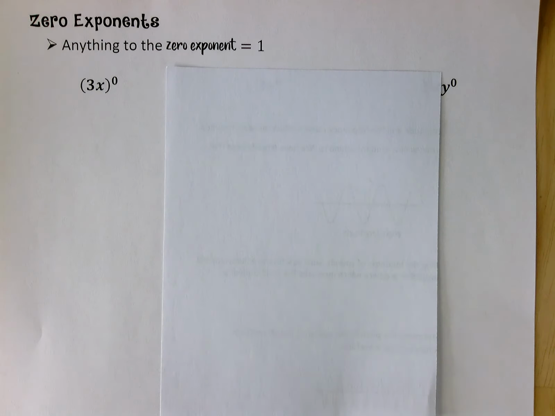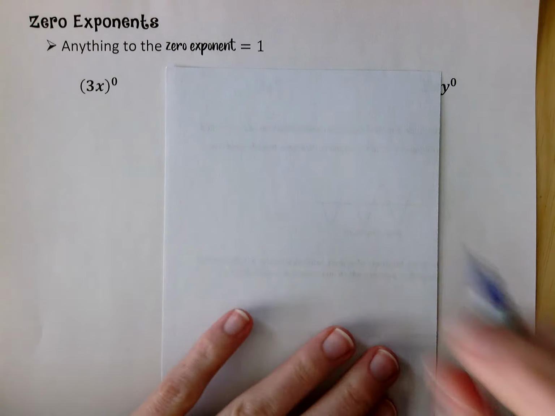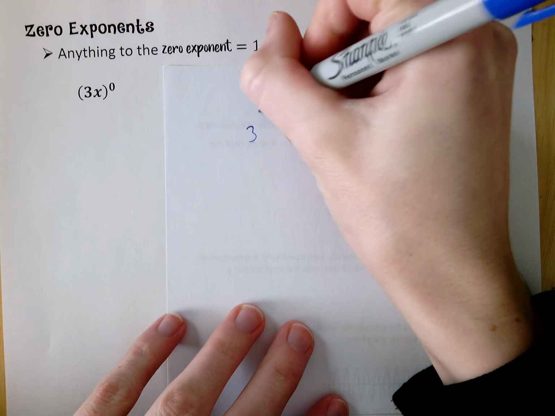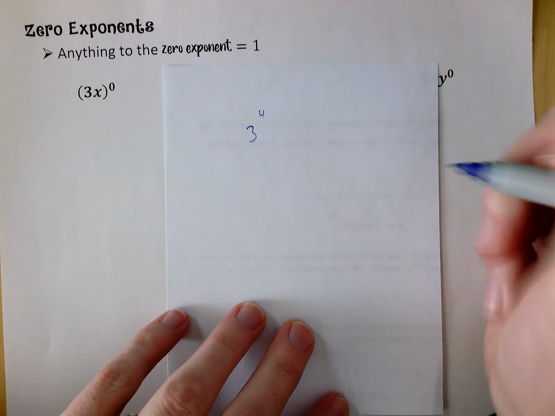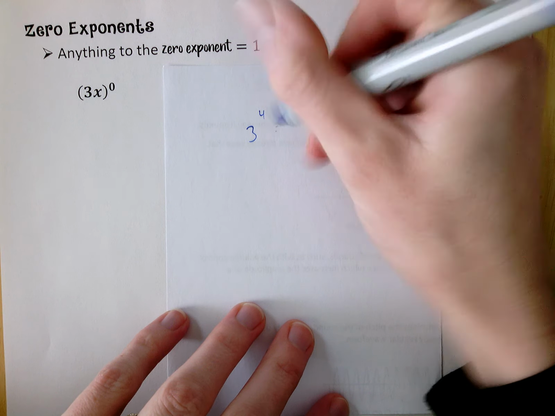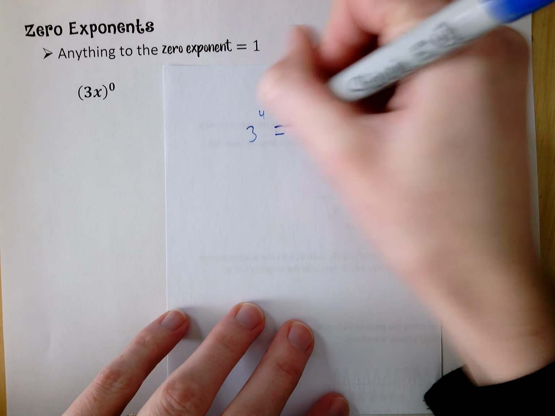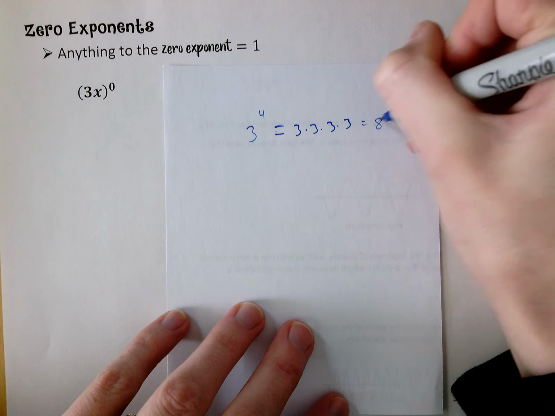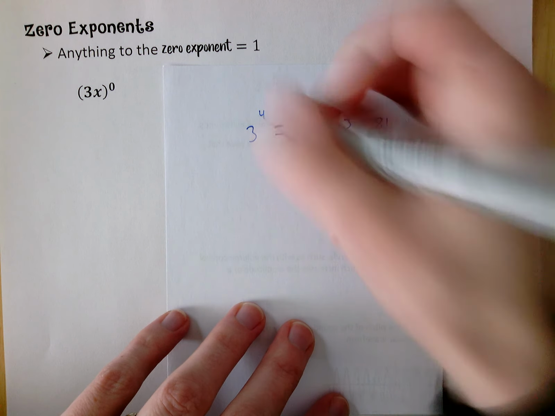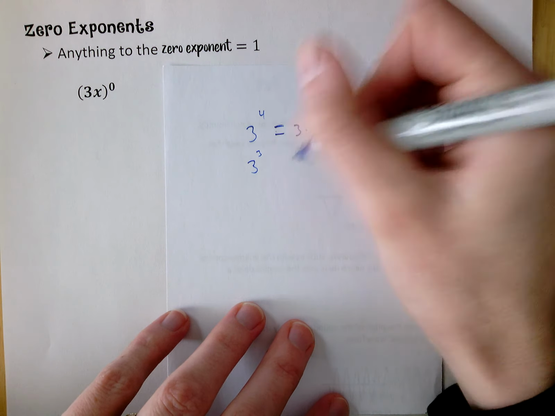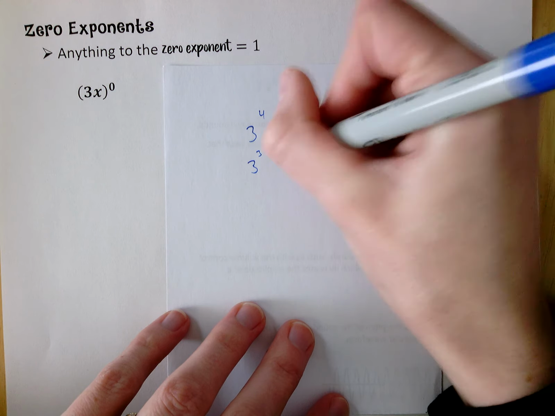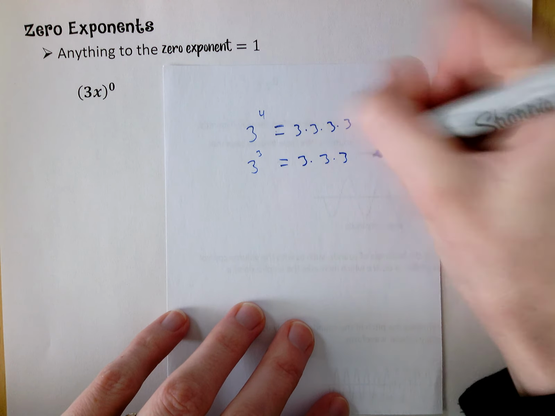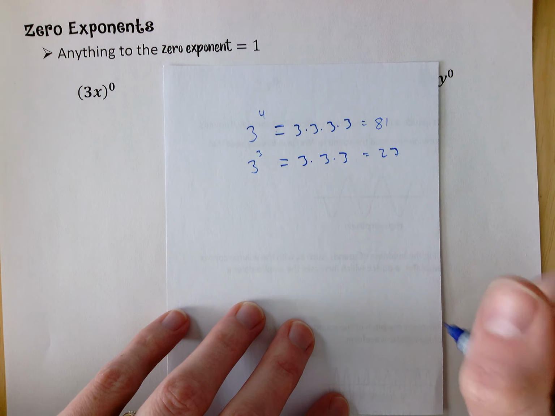We're going to build a pattern, okay? And we're going to go with the number 3. So we're going to say 3 to the 4th power. Well, 3 to the 4th power means I'm multiplying 4 3's together, which is 81. Now let's look at 3 to the 3rd power. So I'm dropping that by 1. That means I'm multiplying 3 3's together, which is 27.